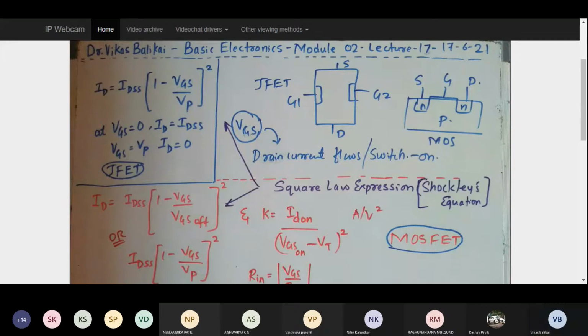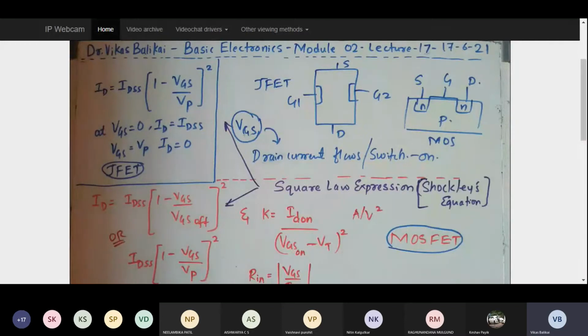After that, once the current starts to flow, a phenomenon occurs which is known as pinch off. After that point, whatever I increase the VDS is not going to affect my MOSFET or JFET, and the current will be continuously flowing. That's what we have learned in the characteristics also.